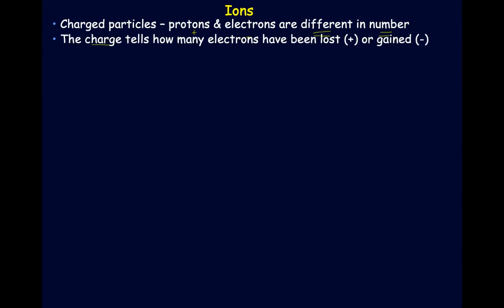So the charge is going to tell you how many electrons have been lost or gained. The charge is going to tell you this. So when you lose electrons, you're going to have a positive charge. When you gain them, you're going to have a negative charge because electrons themselves are negatives. And they're actually negative ones. So think about an electron, a 1e minus is a negative 1.